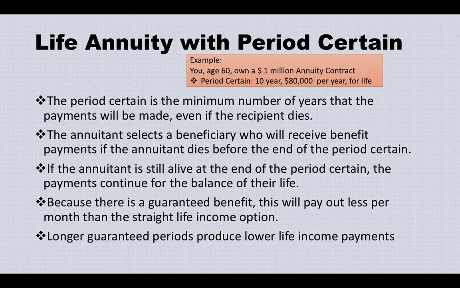The longer the guarantee period, the lower the income payment. Of course, if you want a guarantee for 20 years or 30 years, the insurance company will probably reduce your annual income further. So next is life income with refund.